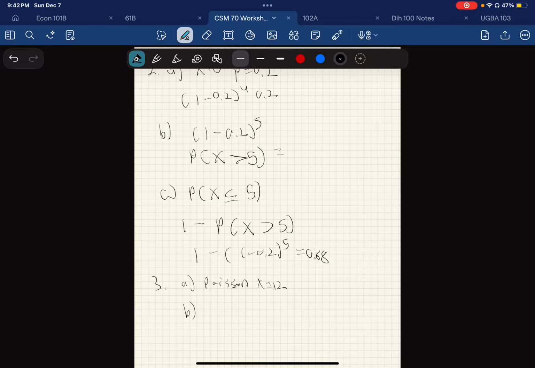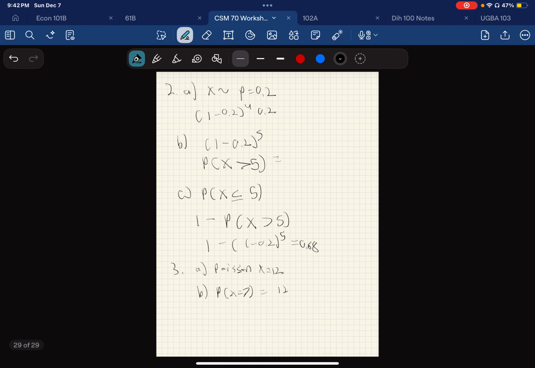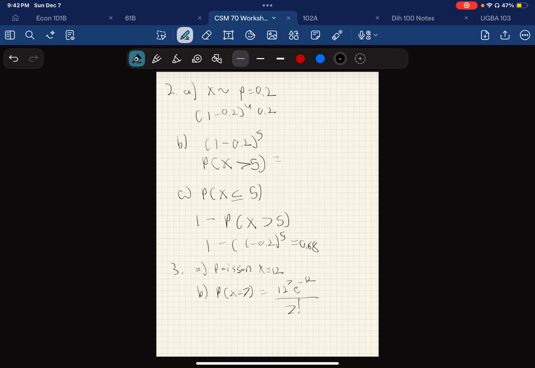Okay, on to B. What's the probability that you receive 7 emails tomorrow, and also at least 7? Let's start with the easy one. The Poisson probability where X is 7 is lambda to the k times e to the negative lambda, over k factorial, where k is 7 and lambda is 12. So that's 12 to the 7th times e to the negative 12, over 7 factorial. That would be the probability that X is 7.